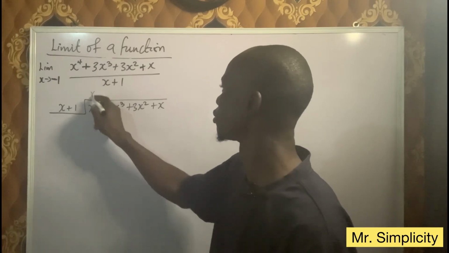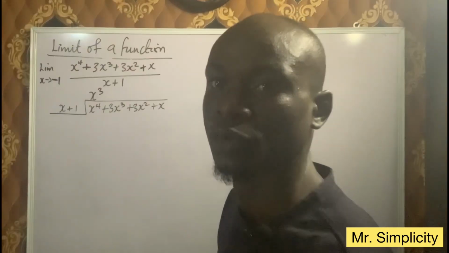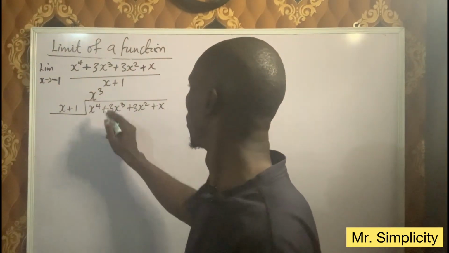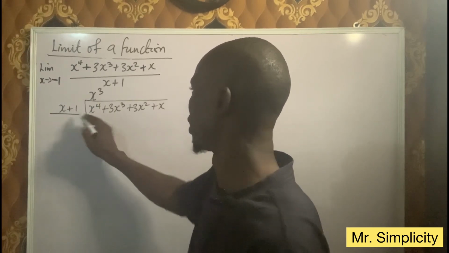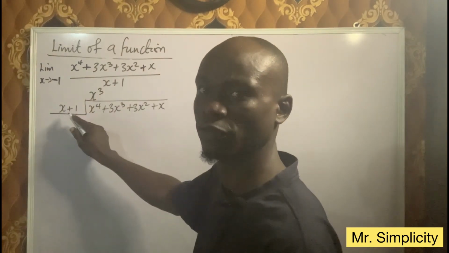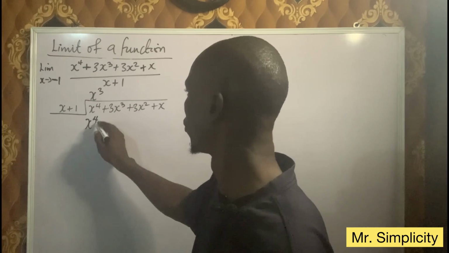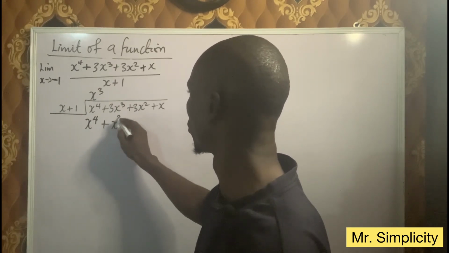This should be s cubed. So this will be x cubed. Okay. Then we have to multiply. We start by dividing, write the answer, use the answer to multiply all of the divisor. S cubed times x will give us x raised to power 4. S cubed times 1 will give us plus s cubed.